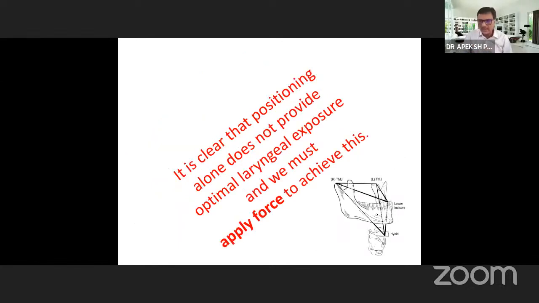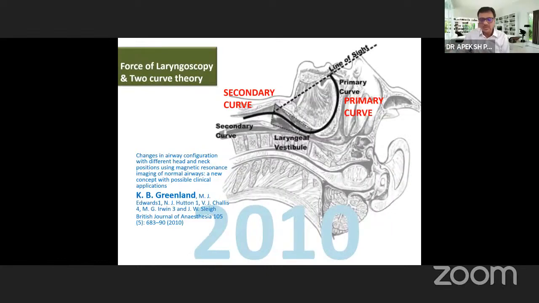So it's very clear that position alone does not provide optimal laryngeal exposure. We must apply force to achieve optimal exposure. So it's now clear that we need to apply force for direct laryngoscopy. So is it possible to reduce the requirement of force? Yes. How? So look at this.